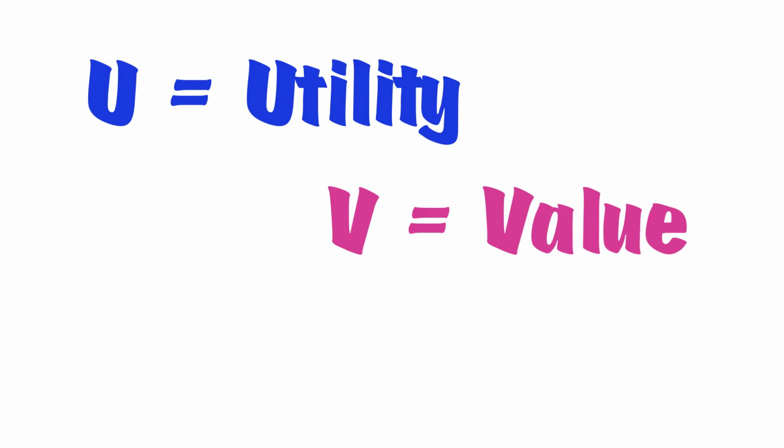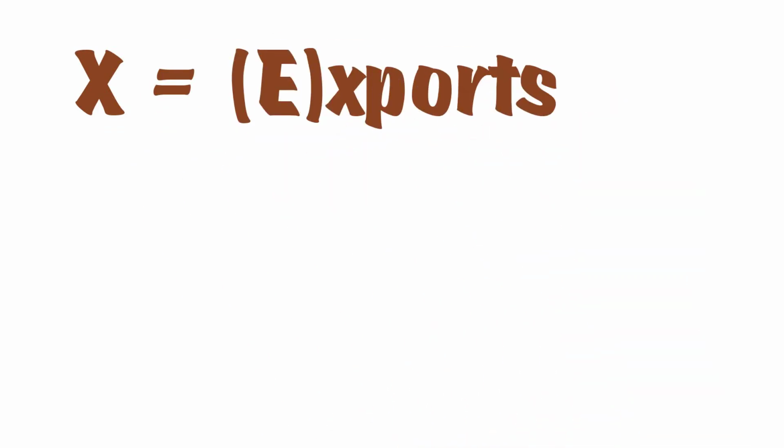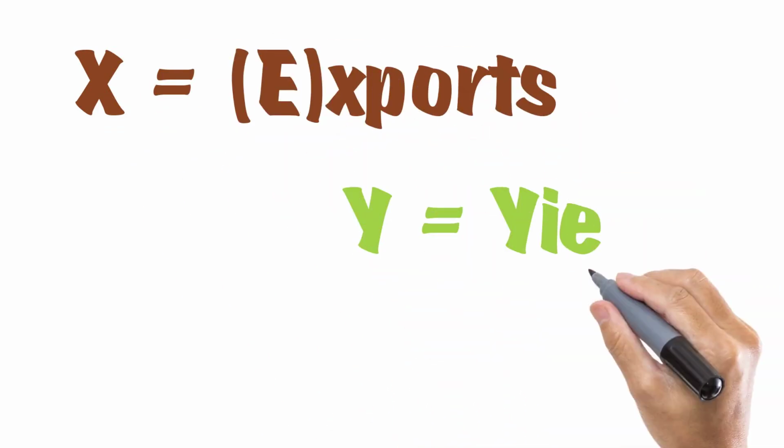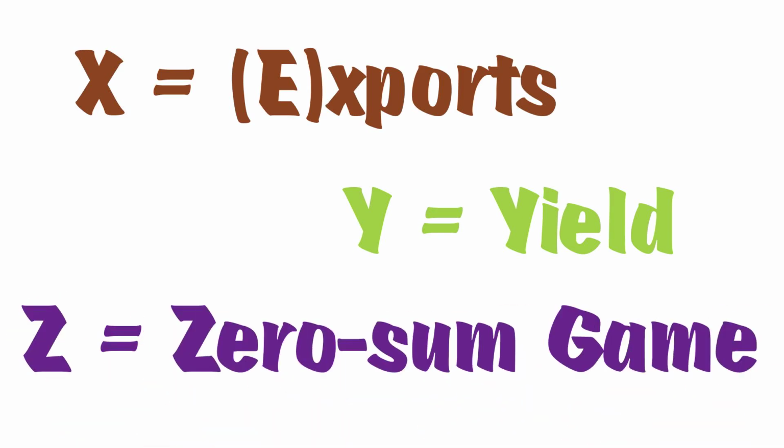So finally, let's review. U is for utility, the satisfaction gained from a good or service. V is for value, how useful or desirable something is. W is for wages, money paid to workers for their labor. X is for exports, goods and services sold to other countries. Y is for yield, the return earned from an investment. And Z is for zero-sum game, a situation where one person's gain equals another person's loss.